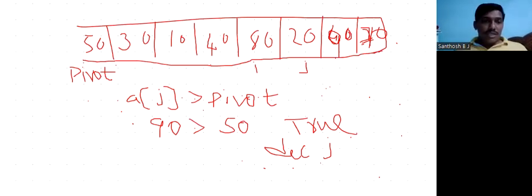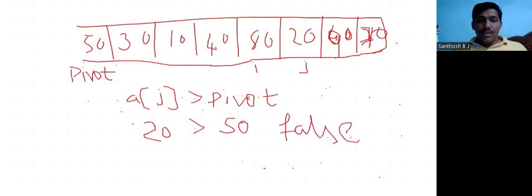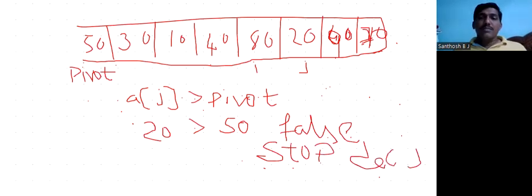So once again, you check the condition. Now, what is the A of J value here? 20. What is the value of J? Now, 20. Is 20 greater than 50? The condition is false. Now, 20 is not greater than 50. 20 is less than the pivot value, correct? So if the condition is false, is 20 greater than 50? No, the condition is false. If the condition is false, stop decrementing J.